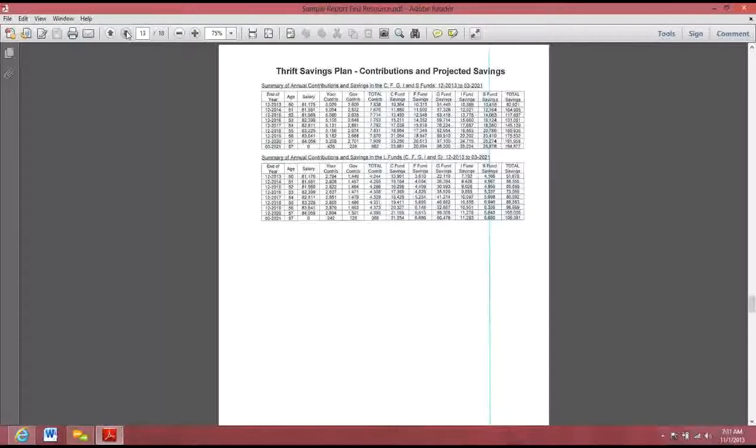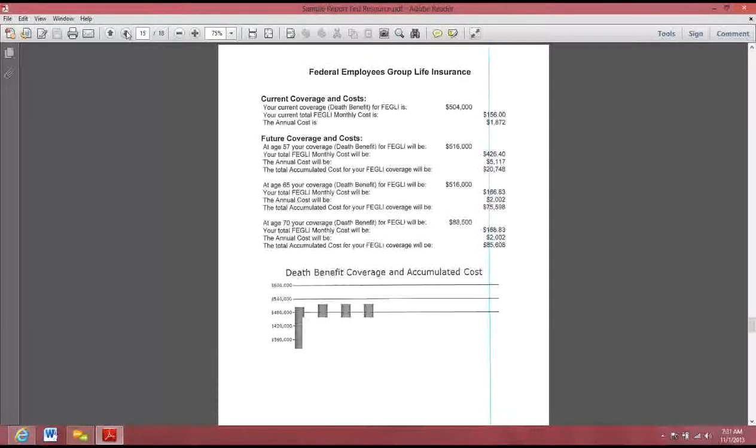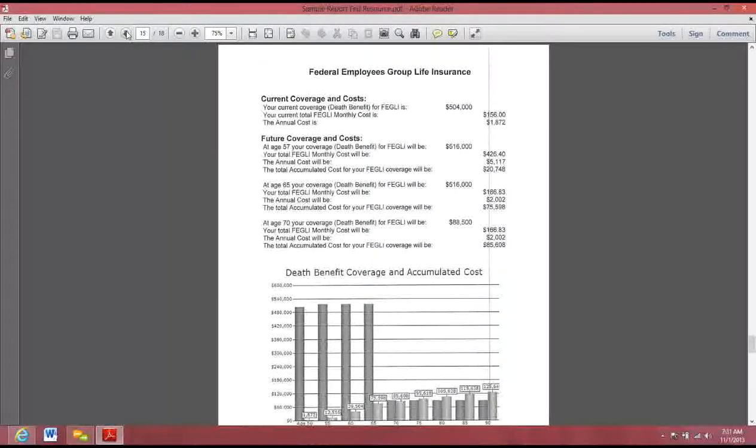And let's jump to the Fegley Group Life, please. The current coverage and cost page. There we are. This is a nice page that shows they have $504,000 of current death benefit. They're paying $156 a month, $1,872 total. When they retire at age 57, they are going to be charged $426.40 a month. They will have spent, up until this point, over $20,000 providing a benefit that they may or may not use in the future.